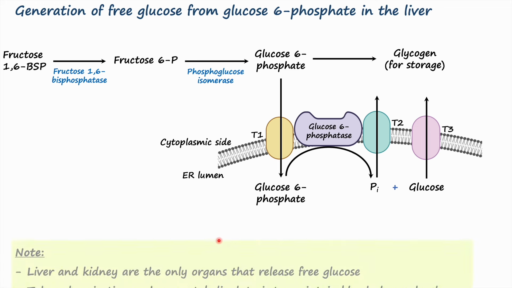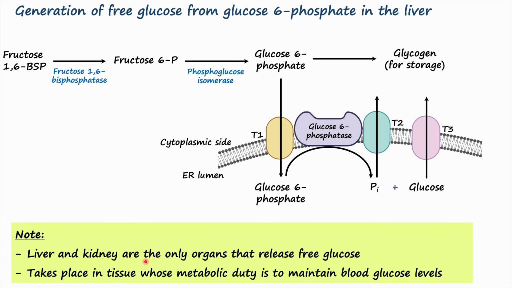Now another important thing to know about is that liver and kidney are the only organs that release free glucose. This only takes place in tissues whose metabolic duty is to maintain blood glucose level. And liver is predominantly involved in maintaining blood glucose level, and then kidney.